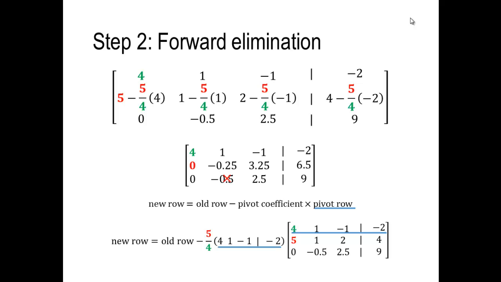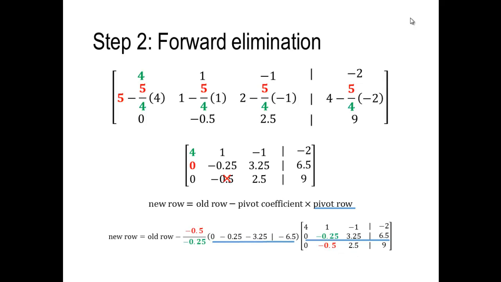Now we'll be using the same formula, new row equals old row minus pivot coefficient times pivot row. But what we need to be aware of is that our pivot value has changed. Remember, the pivot value is always the value in the diagonal that is above the value you're trying to eliminate. Since we've moved over one column to the second column, our pivot value is now negative 0.25, since that's the value in the diagonal that's above the value we're trying to eliminate.